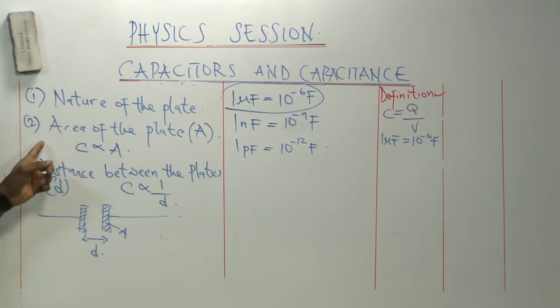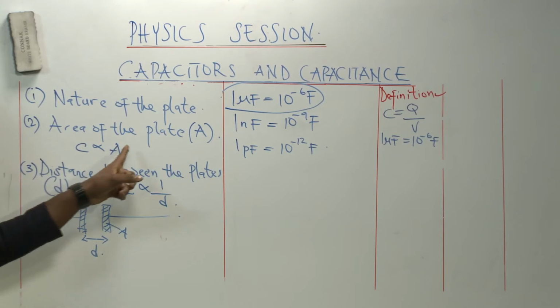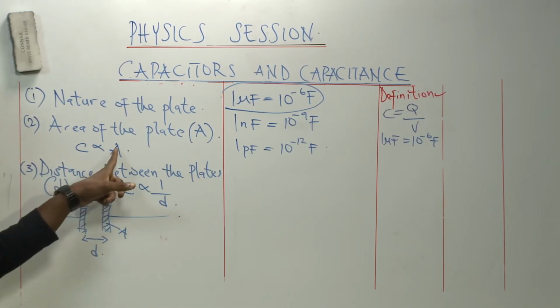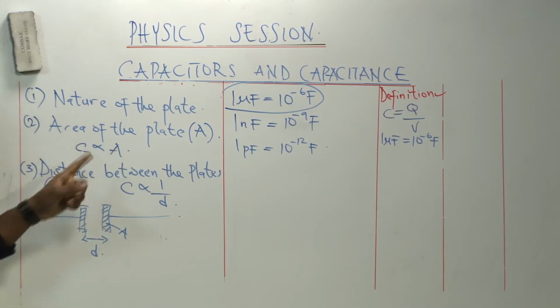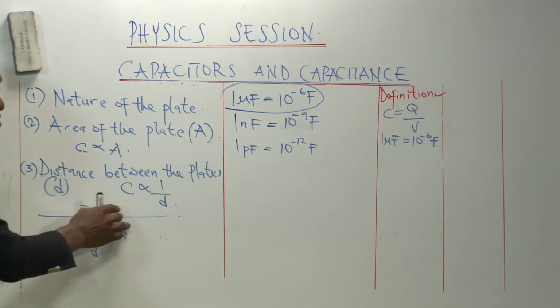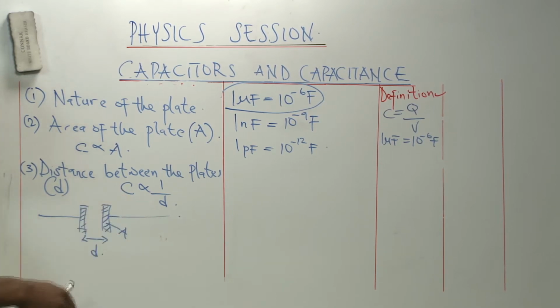Don't forget what I said for the area of the plate. It is directly proportional to capacitance, which means that as the area increases, the capacitance would also increase, and as the area reduces, the capacitance would also reduce. But for distance, the reverse happens. As distance increases, the capacitance would reduce.